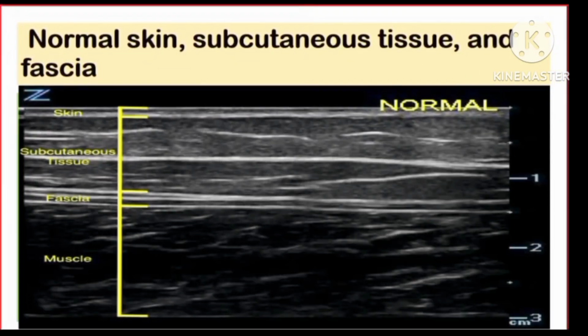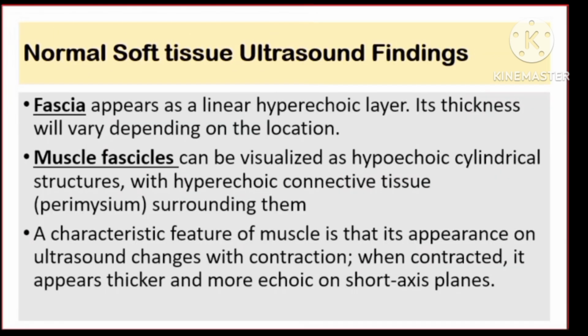Fascia appears as a linear hyperechoic layer. Its thickness will vary depending on location. Muscle fascicles can be visualized as hypoechoic cylindrical structures with hyperechoic connective tissue surrounding them. A characteristic feature of muscle is that its appearance on ultrasound changes with contraction. When contracted, it appears thicker and more echoic on short-axis planes.